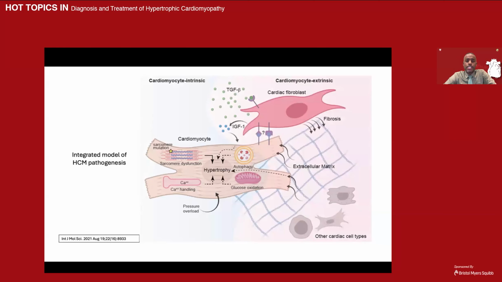And the reason for that is the same mutation can result in abnormalities in the cardiomyocyte, but in the heart we have the cardiomyocyte interacting with the interstitial matrix as well as the fibroblasts. And because of this multi-level interaction, different mutations can result in different types of phenotypic expression.